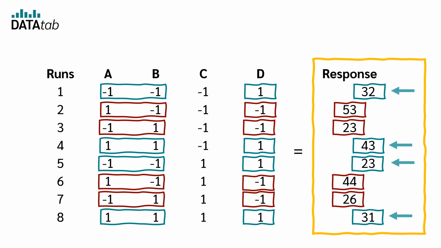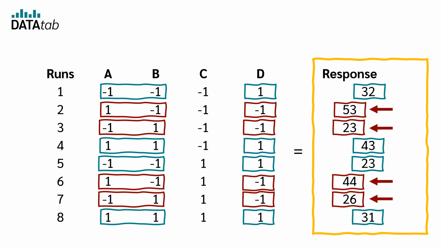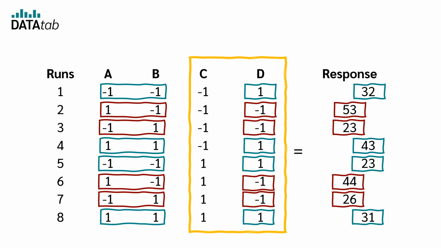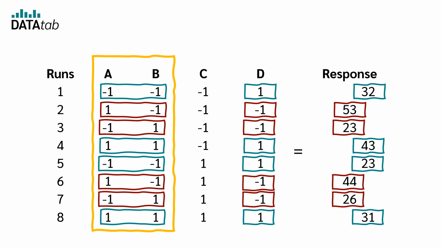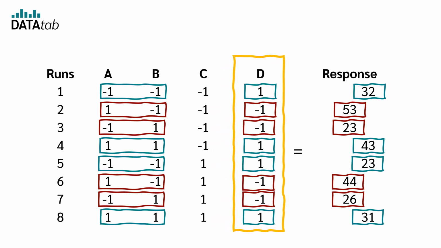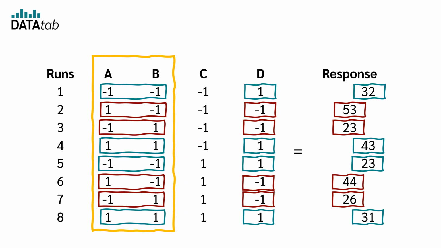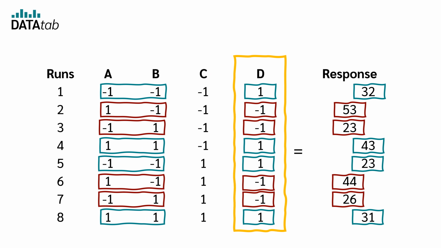If there is a difference between the green and the red values in the response variable, we cannot say whether this effect comes from the interaction between A and B or whether the effect comes from the factor D. If we are already sure that there can be no interaction between A and B, this is of course not a problem. Then we can be sure that the difference is due to factor D.